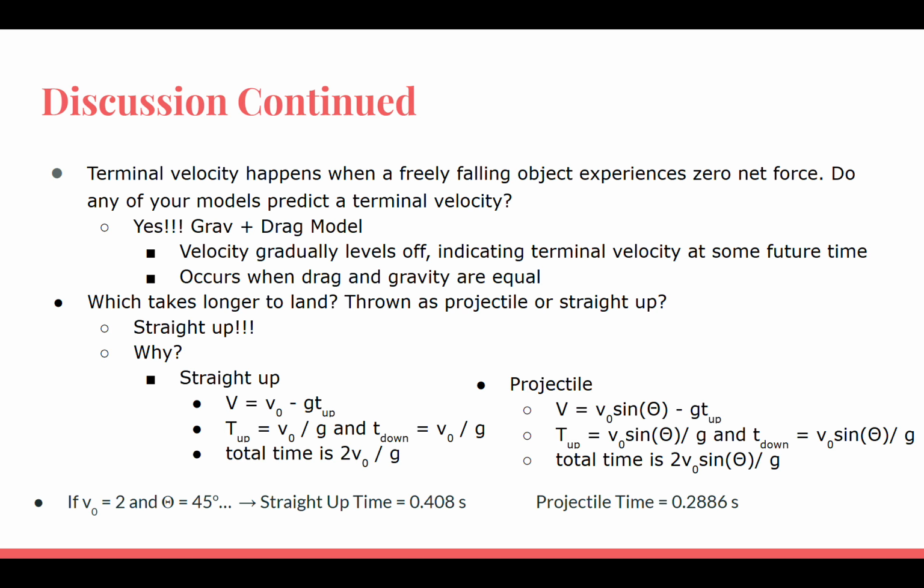And then there is another interesting question to ponder on. It's which takes longer to land, a projectile thrown straight up, or the projectile I had right here, where it's thrown at an angle. So based off the data that I saw, it would be straight up, and this is because using the kinematic equation v equals v naught minus gt, if you rearrange the formulas, you get two v naught over g for straight up and two v naught sine theta over g for a projectile. And then if I use v naught is equal to 2 and theta is equal to 45, I would have a straight up time of 0.408 seconds and a projectile time of 0.288 seconds, meaning it would take longer to go straight up than for the projectile.